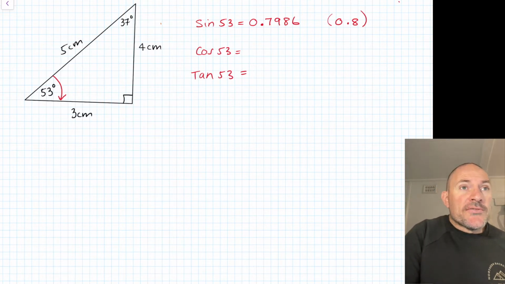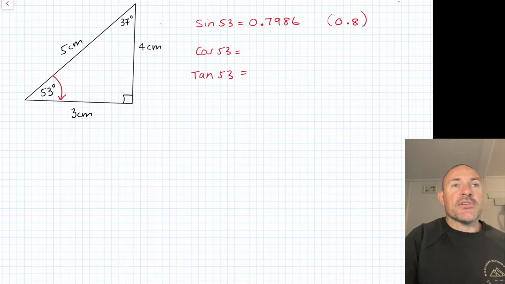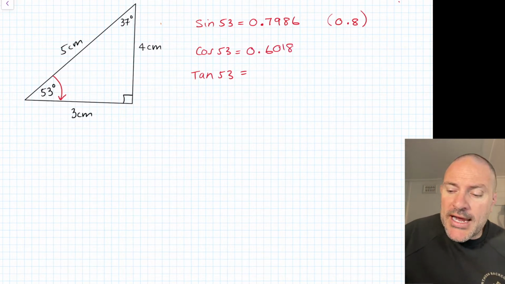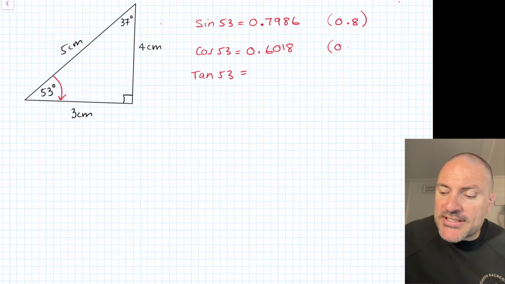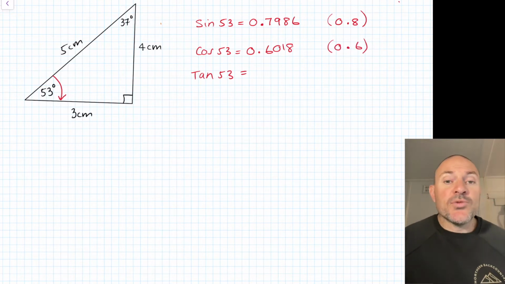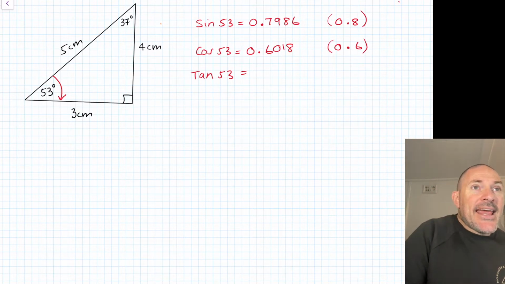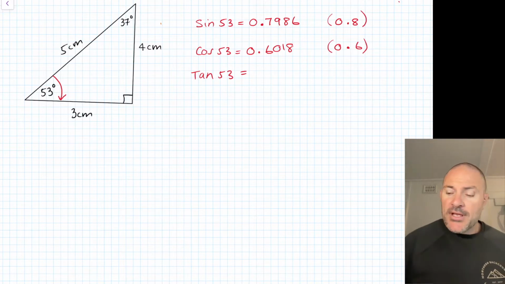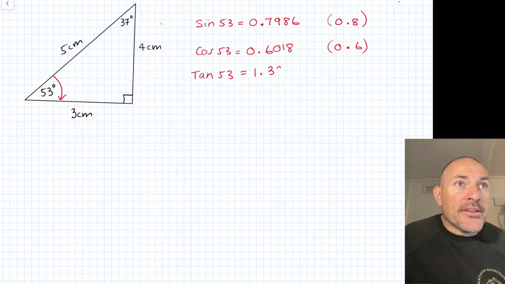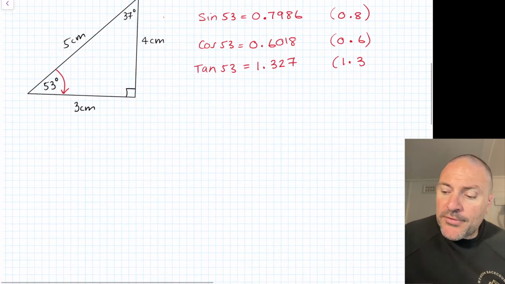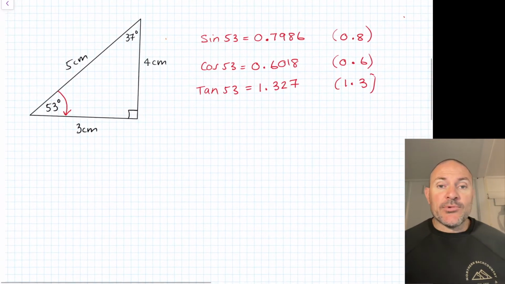If I did cos 53, I'm going to type in cos 53 and press equals. We come up with an answer of 0.6018. Let's just call this 0.6 to one decimal place. And I'm going to type in tan 53. I'm just typing in some calculations here. And that gives me 1.327. Let's just call that 1.3 to one decimal place.